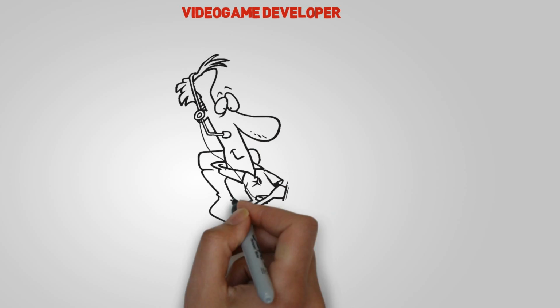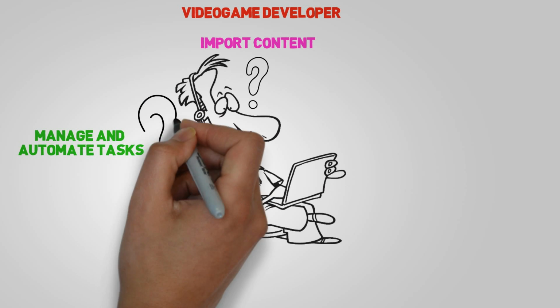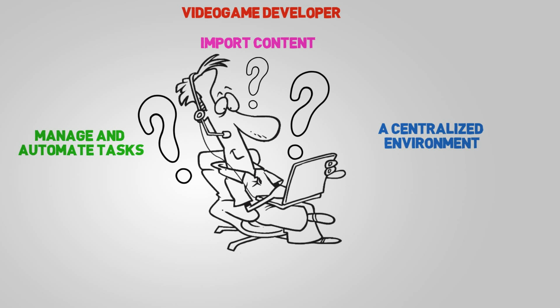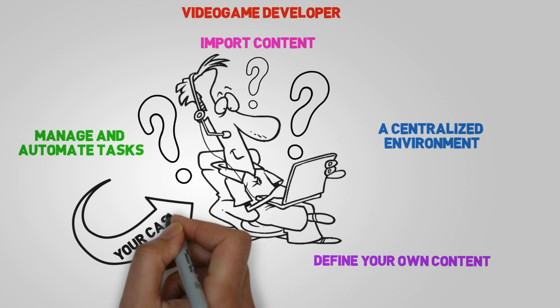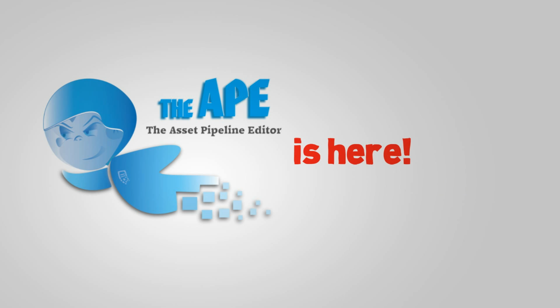Are you a video game developer? Are you looking for an optimum way of importing content for the games you develop? What if you need to manage and automate tasks within a centralized environment? And how about finding an easy way to define your own content formats in the first place? If that is your case, then the wait is over. The Asset Pipeline Editor is here.